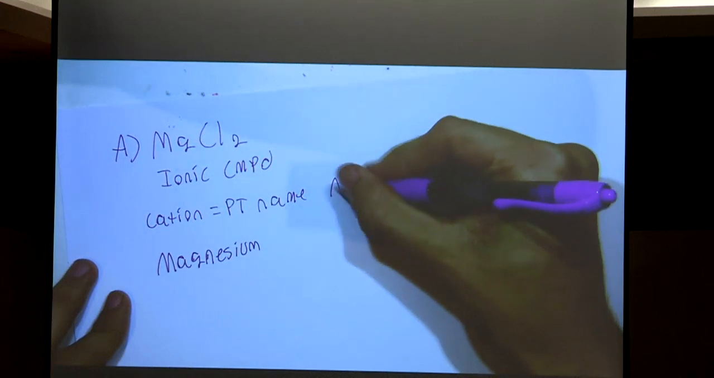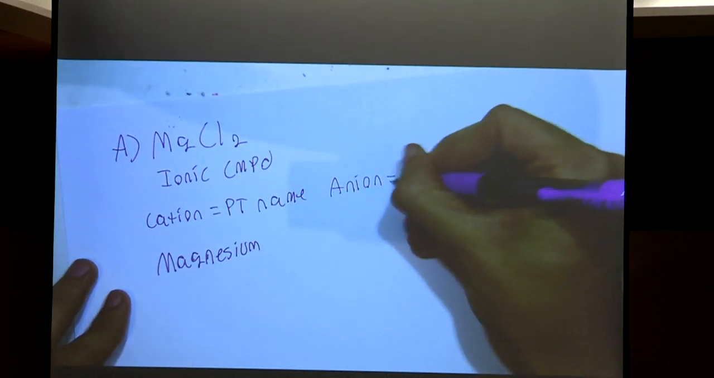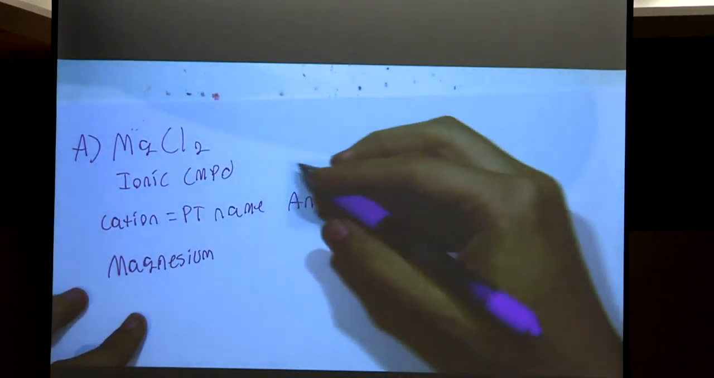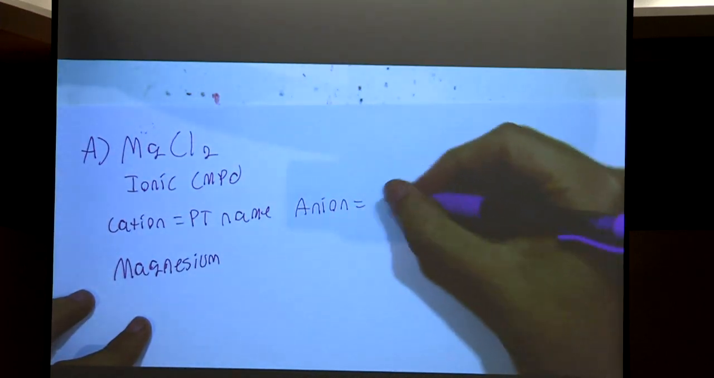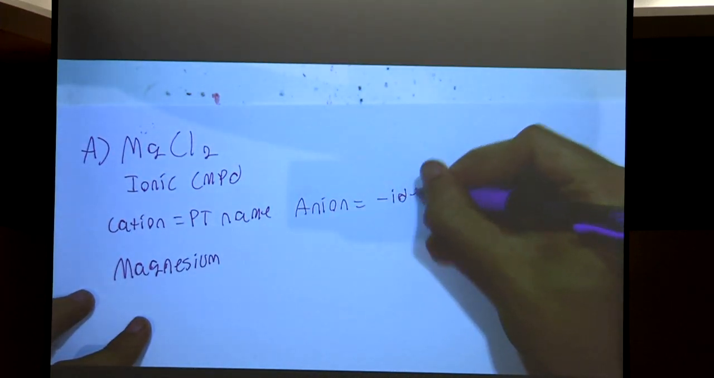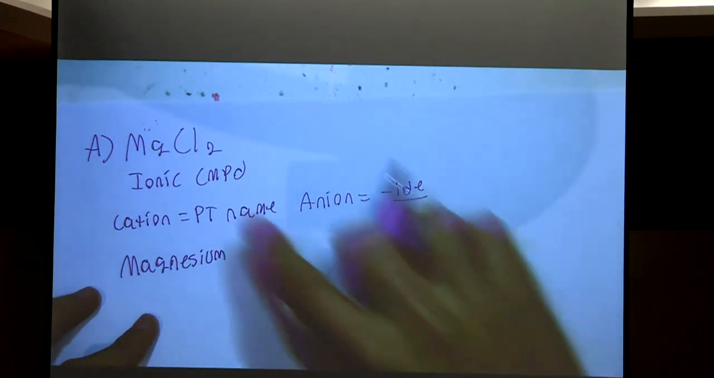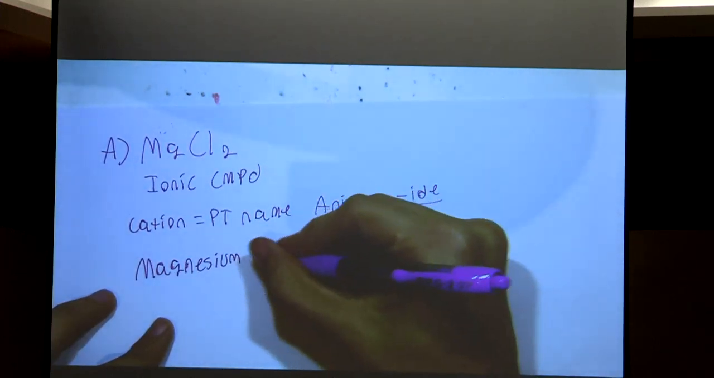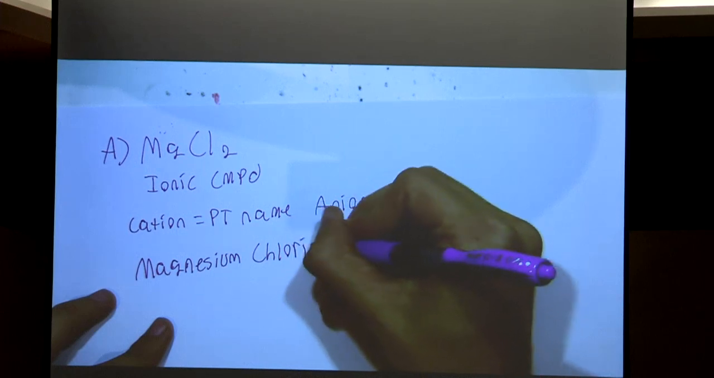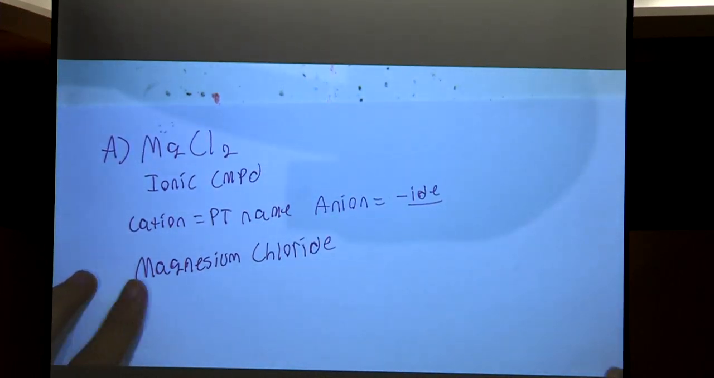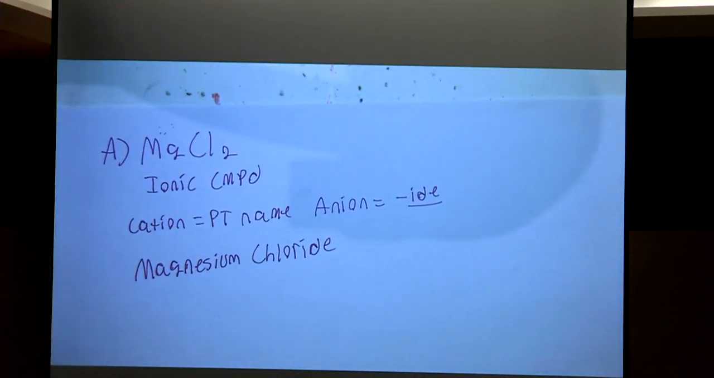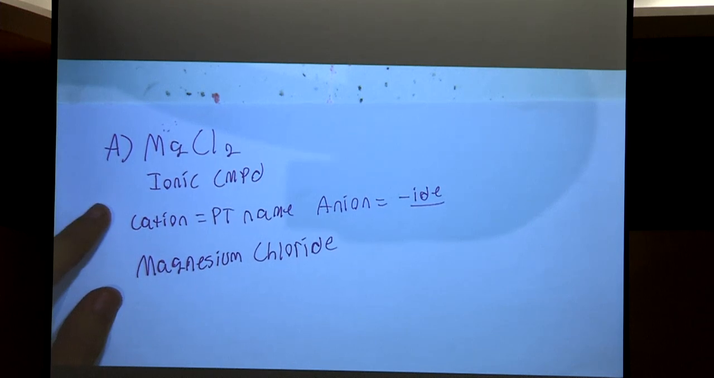The anion, which remember is the negative ion, you use the periodic table name, but you add this "ide" suffix. So chlorine becomes chloride. So, magnesium chloride. Any questions on that? Okay, that is your formula for all ionic compound names. They're the easiest to name.